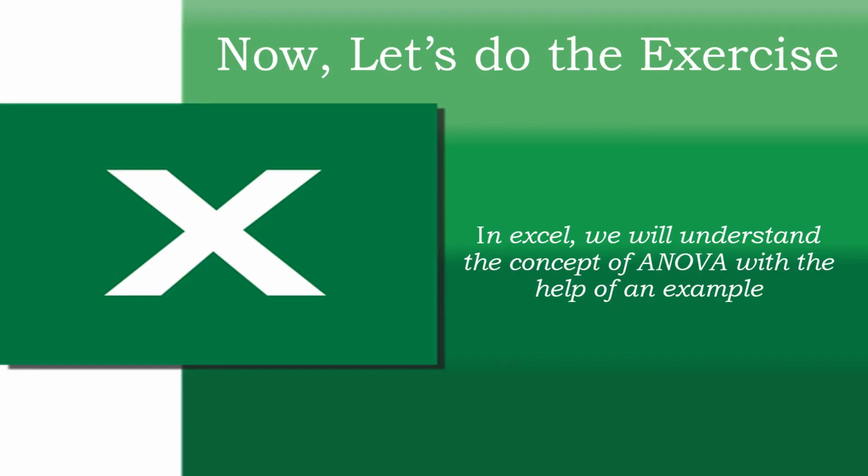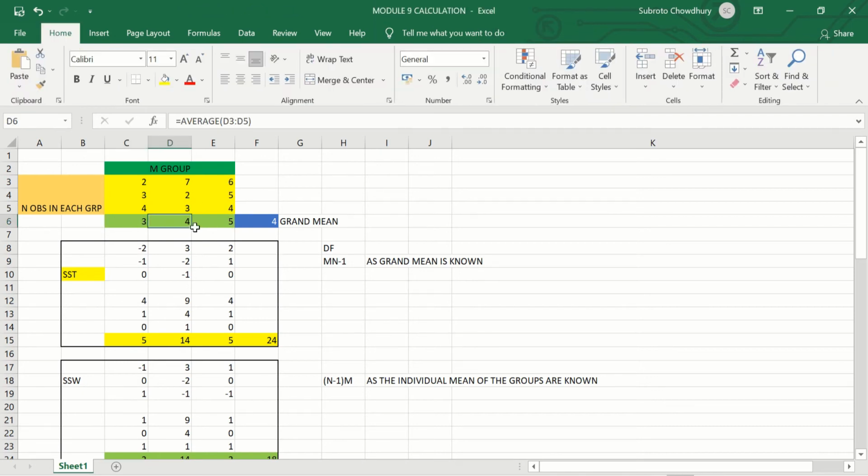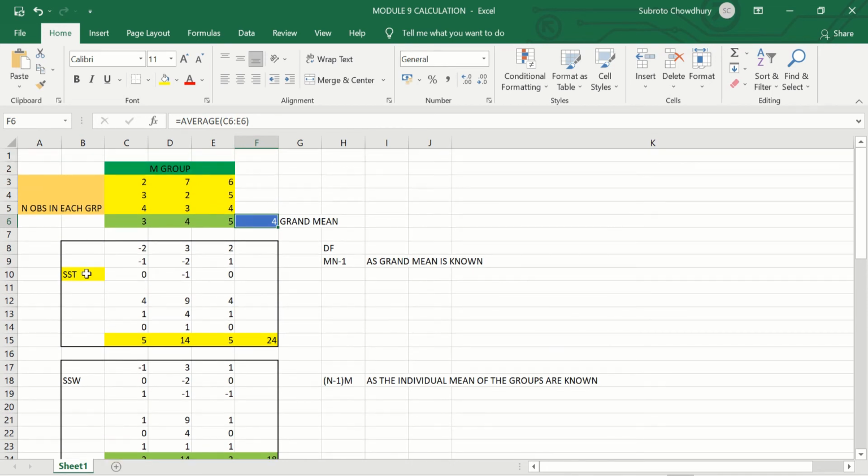Now we will understand the concept of ANOVA with the help of an example. We will take the example now in Excel. We have taken 3 groups, the same example that we have done. There are m groups and n observations. These are the observations that we have taken, and we have calculated the mean of each group. These are the means of each group, and then we have calculated the grand mean, which in this case is 4. Then we have calculated the total variation, the sum of squares total, SST, and the degrees of freedom is mn minus 1.